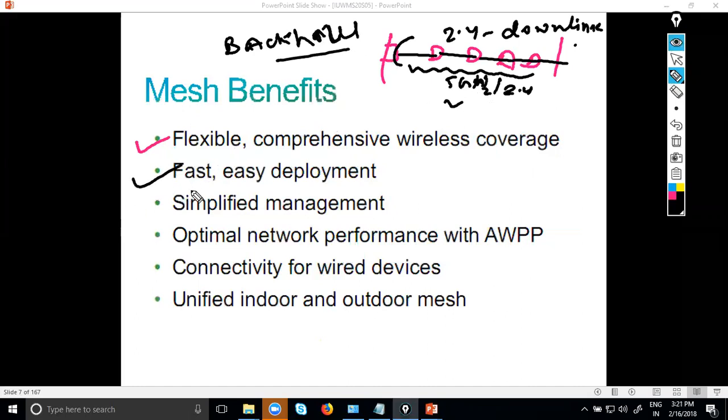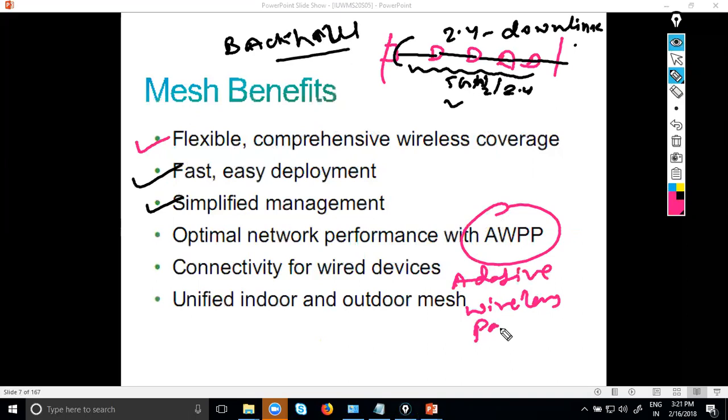Second, we have fast, easy deployment, simplified management, and optimal network performance with AWPP. Let me tell you what AWPP is. This is the Adaptive Wireless Path Protocol. It means what? This particular protocol will give you an idea about how you can find the best path in your mesh network.